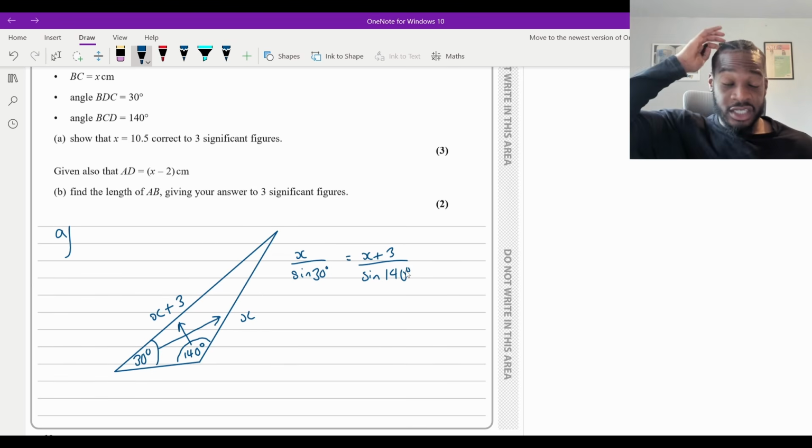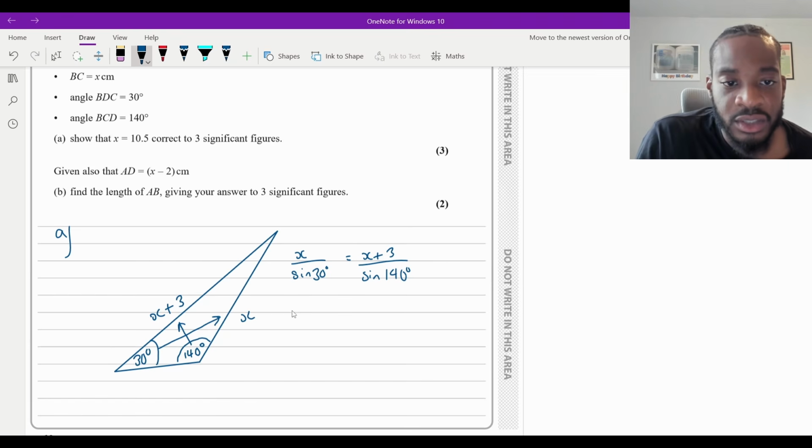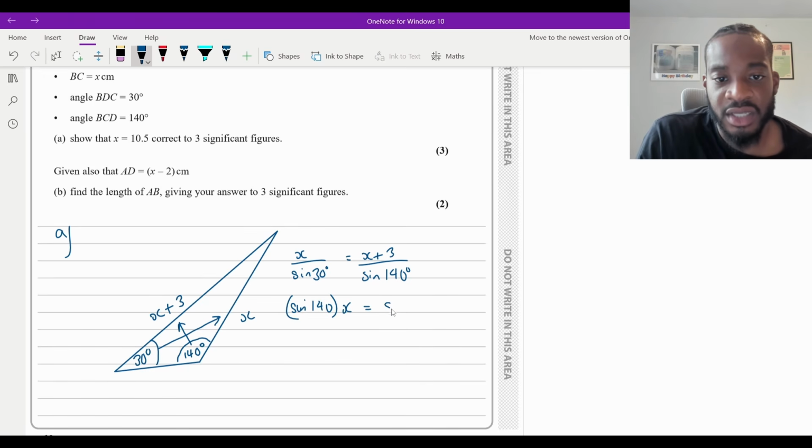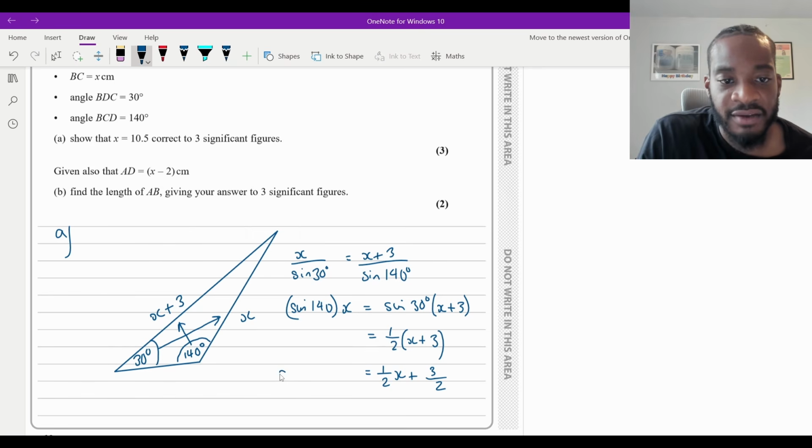So to do that, let's get rid of the fractions by cross multiplying. So it's going to be sine 140, that is the constant, times x. This is going to equal sine 30 times x plus 3. Now that's an exact value. I know that sine 30 is a half, so I can put that there. And then expand that. That's going to be 1/2 x plus 3 over 2. And then I'm going to have sine of 140 times x, like that.